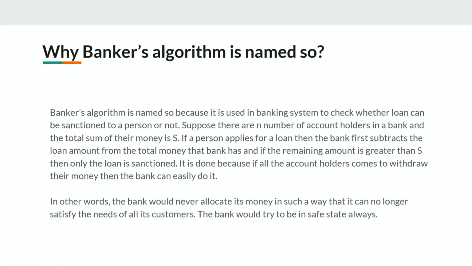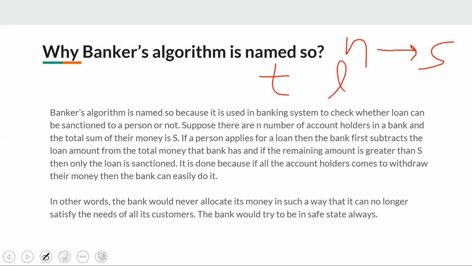Suppose there are n number of account holders that contribute to a total money of S rupees. Currently, consider the bank has T rupees, and I want L rupees of loan. So what the bank will do is subtract my required loan amount from the amount the bank currently has, and if this amount x is greater than S, then my loan will be sanctioned.